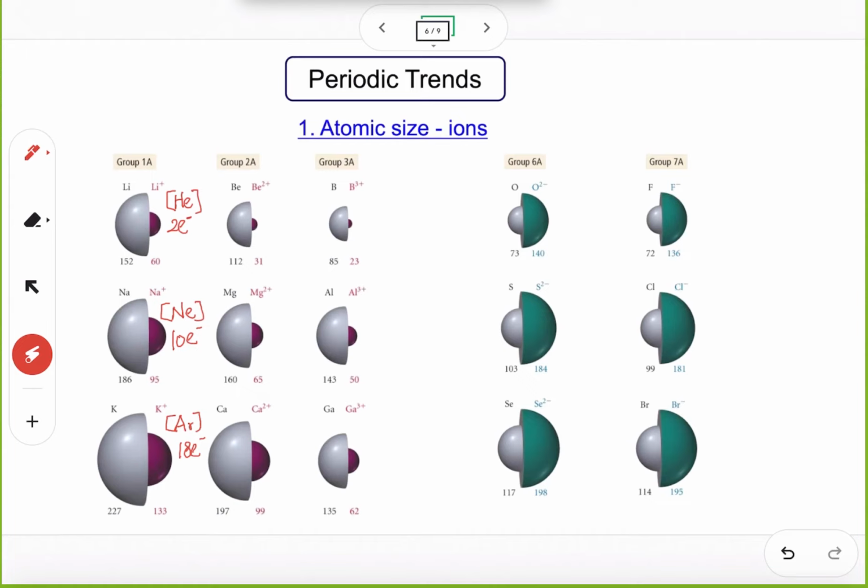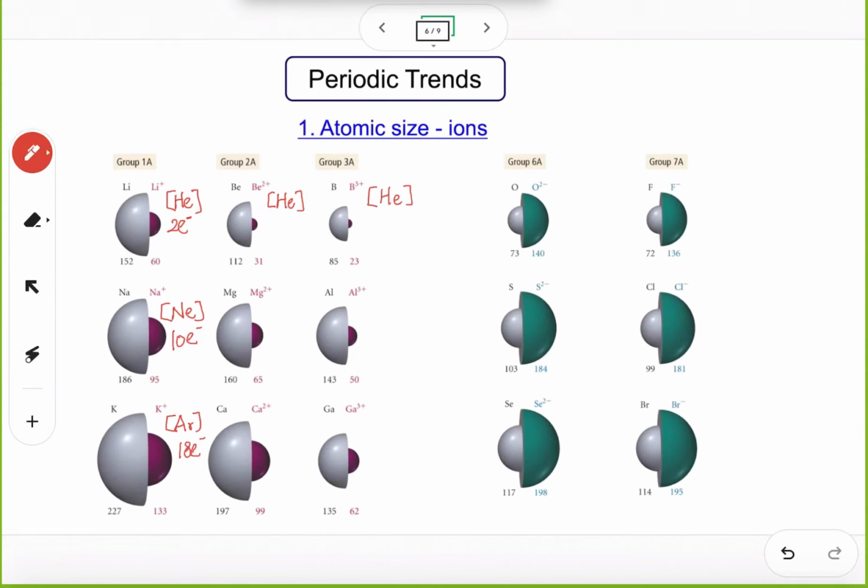Well, in order to figure out the reason, we do have to consider the electronic configuration again. For beryllium 2+, the electronic configuration is also helium, right? As we discussed a moment ago. And for boron 3+, it is also helium. In other words, these 3 ions have the same electronic configuration.